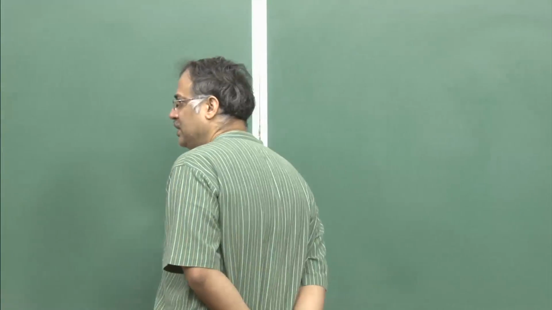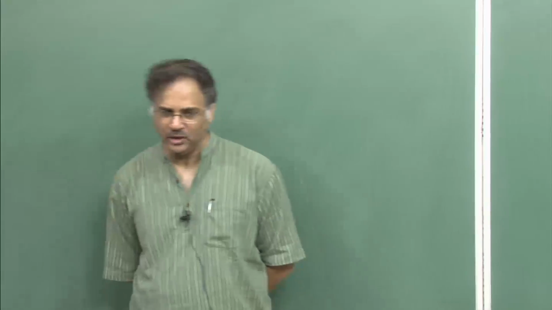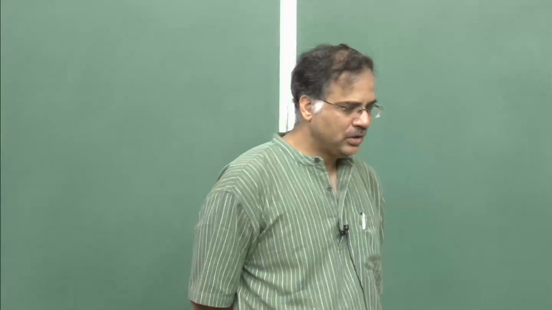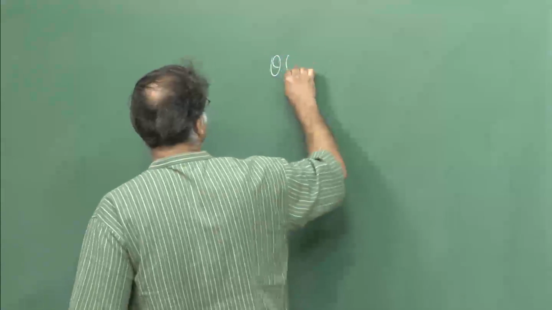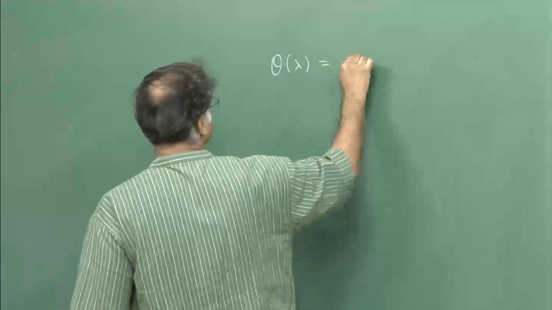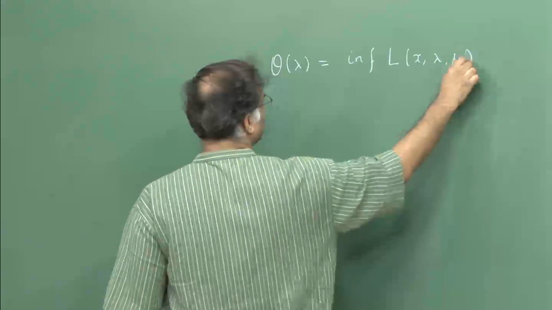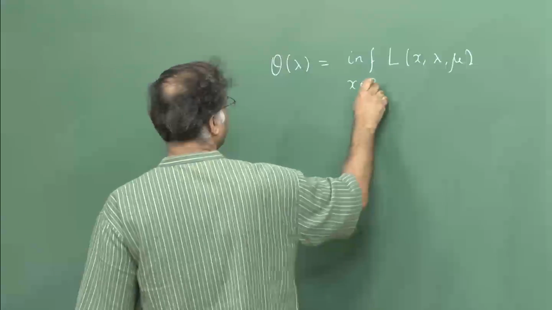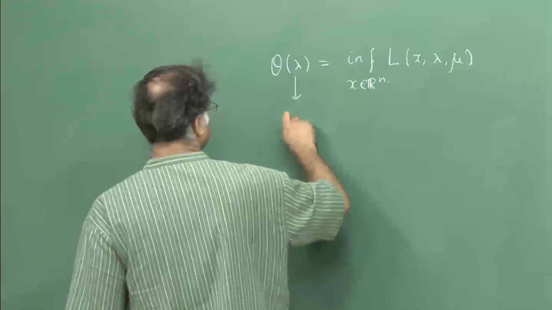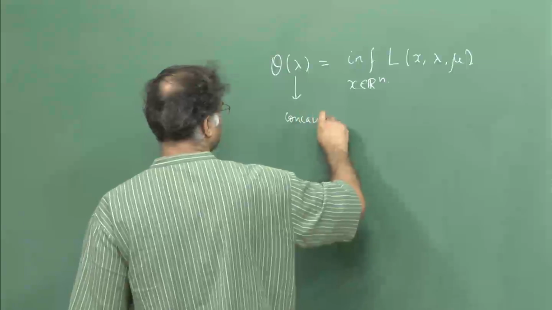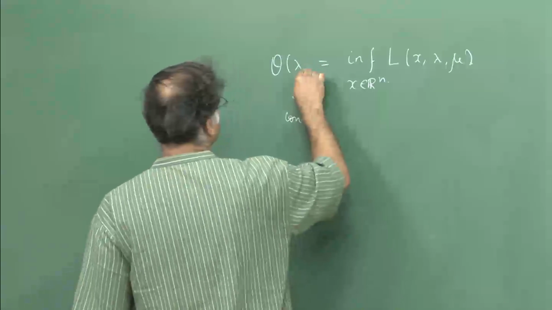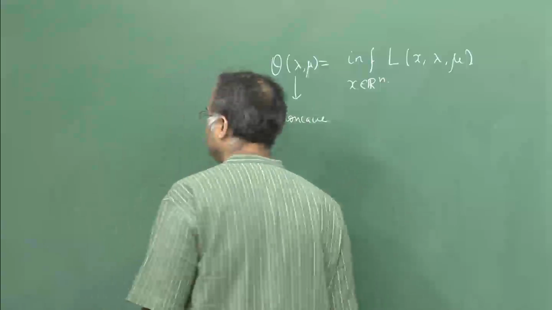Let us continue our discussion of duality. We will try to wrap it up today or maybe in the next lecture. So, we were talking about the fact that the dual function is a concave function in lambda, sorry, lambda mu, jointly in lambda mu it is concave.